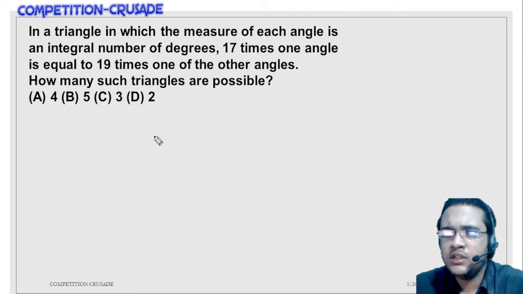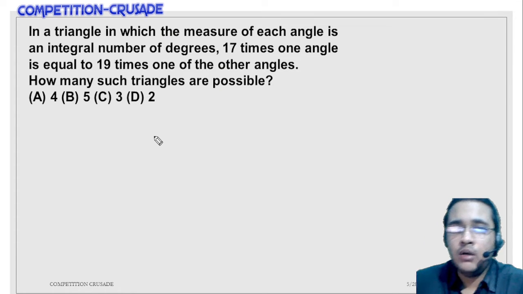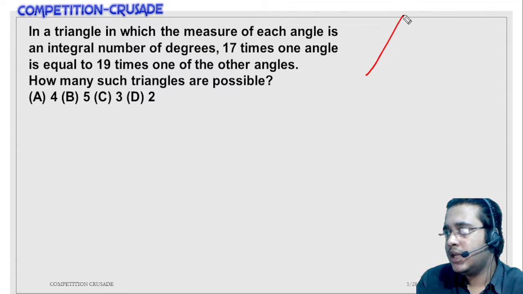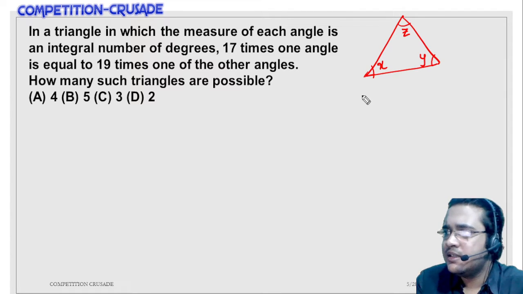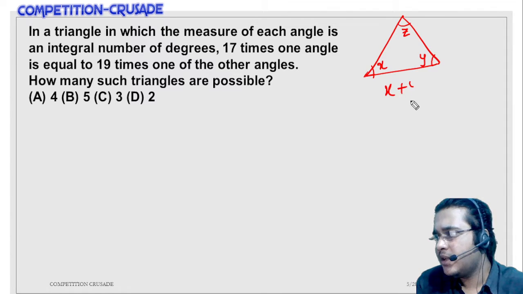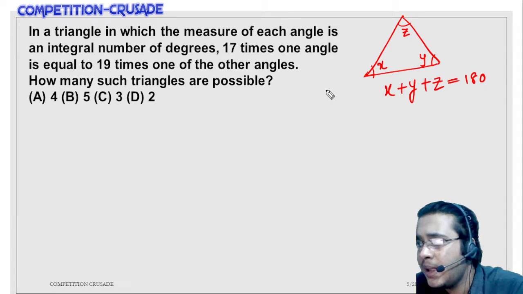Let me read it out for you once. In a triangle in which the measure of each angle is an integral number of degrees. Now in a triangle we know that any general triangle, okay, so obviously this is not a geometry class, but in any triangle, if I consider the internal angles as x, y and z, the sum of the internal angles x plus y plus z is 180 degrees. So ये तो बचपन से हमें पढ़ाया जा रहा है and we know this pretty much, that x plus y plus z is 180 degrees.